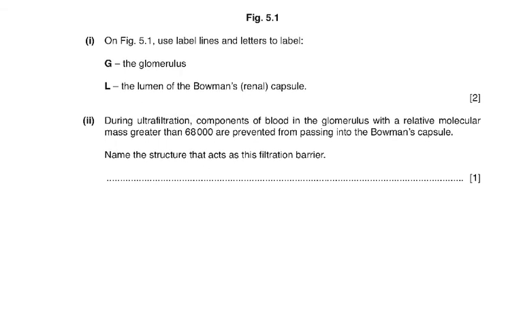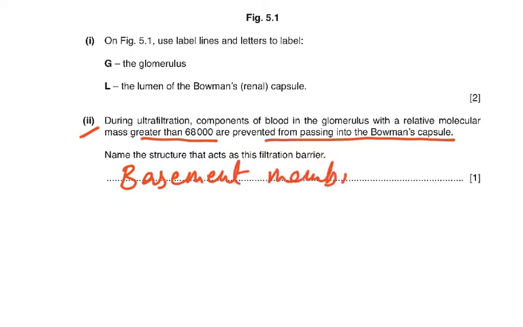This is what we must pick out on a photomicrograph, and that's a very important part of the mark schemes. Then it says during ultrafiltration, components of the blood in the glomeruli with the relative molecular mass greater than 68,000 are prevented from passing into the Bowman's capsule. Now name the structure that acts as this filter. Now, everybody knows that it's the basement membrane. So the basement membrane is the one which is going to prevent it. Everything else, so the endothelium of the capillaries, of course, they've got more pores in them as compared to normal capillaries. So everything comes out except the basement membrane, which is going to stop the large molecules from coming out.